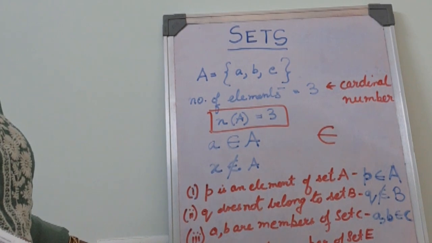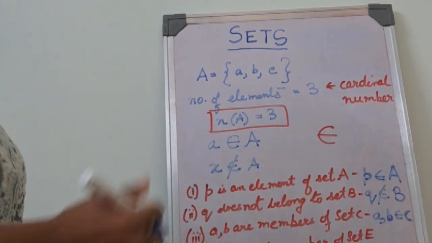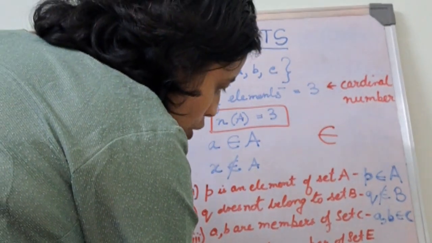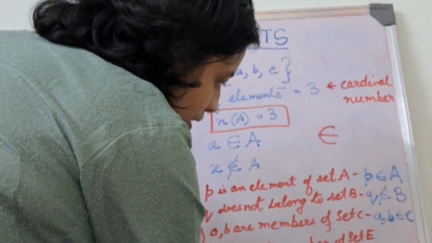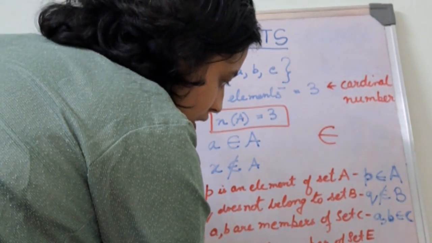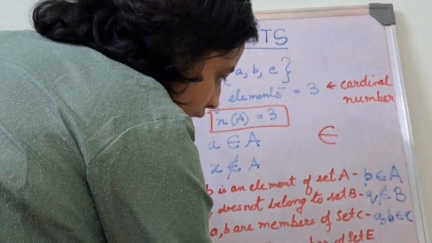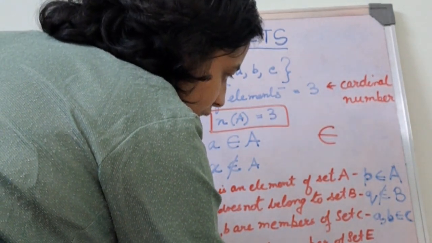So moving on to the fourth one: the cardinal number of set E is 15. So cardinal number, small n, then you put the name of the set, which is E, in round brackets, equal to 15.